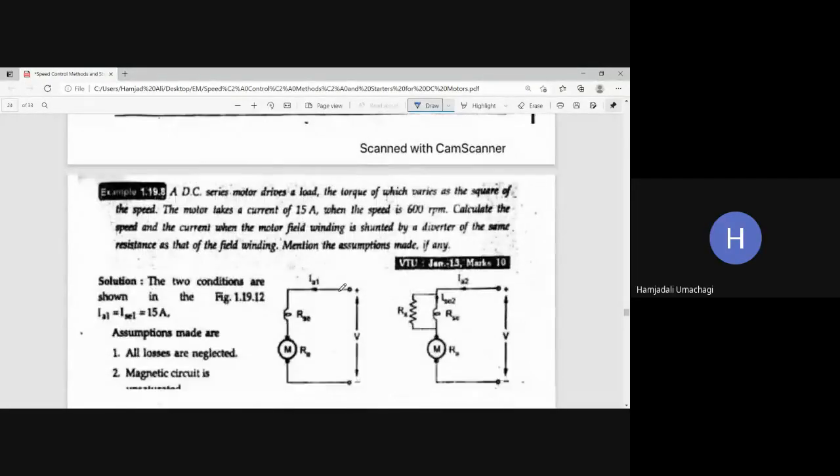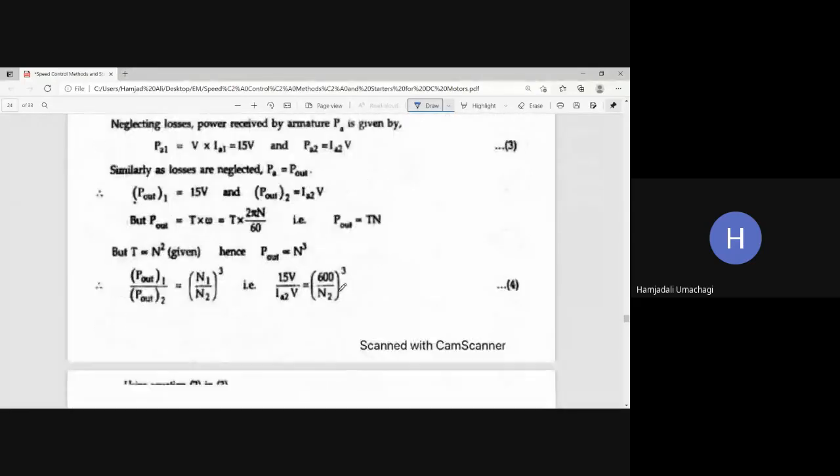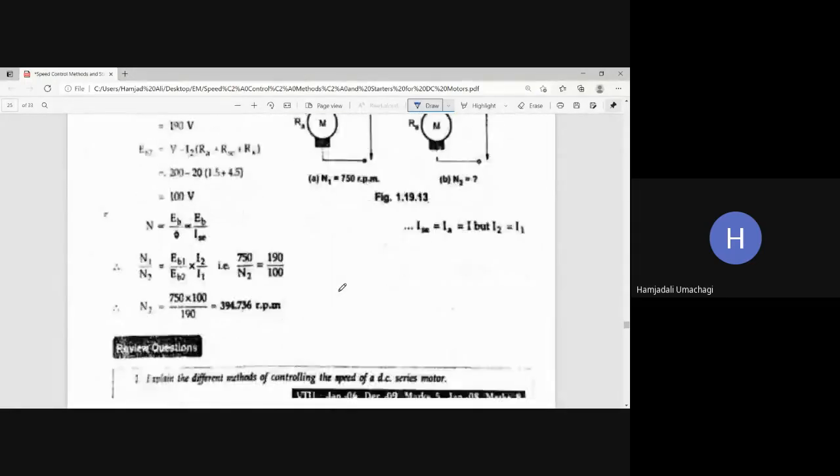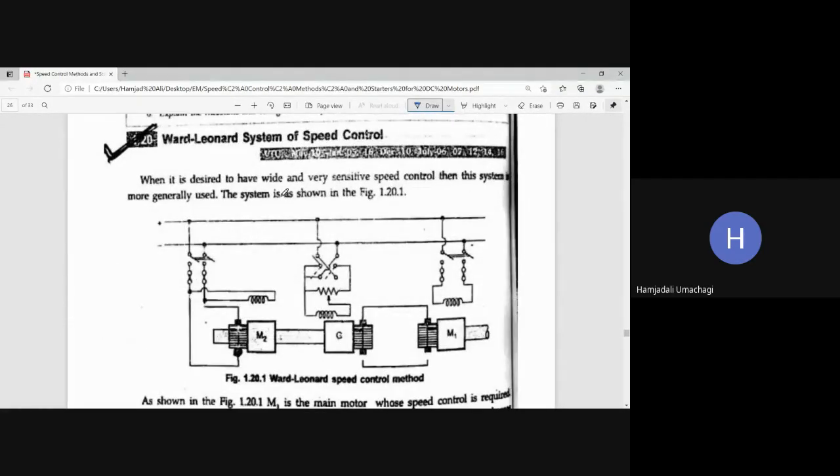Now the next type of speed control method, one more, is the Ward-Leonard method. Though it is not there in your syllabus, you should know what this Ward-Leonard system of speed control is. So here, this motor M1 is the motor whose speed has to be controlled. It was there in your seniors' syllabus earlier, but now the Ward-Leonard system of speed control is removed from the syllabus, and your seniors were supposed to conduct the experiment in the laboratory, but now this portion is excluded for you.